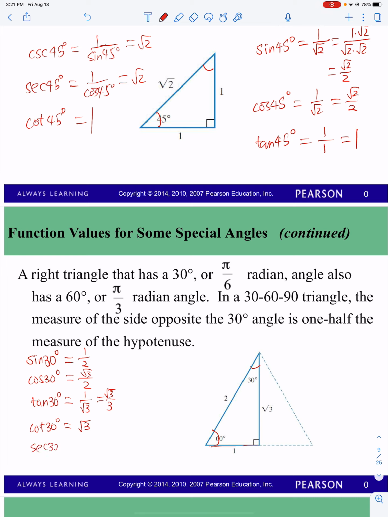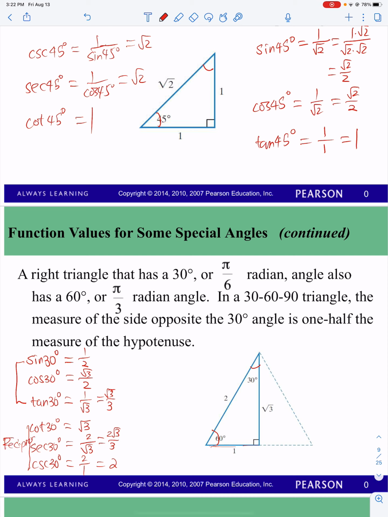What will be secant 30 degrees? That will be 2 over square root of 3, which is 2 square root of 3 over 3. What will be cosecant 30? That will be 2 over 1, 2. Okay, so the tricky thing, these things you want to remember for sure. But what are the things that you need to remember? These 3. For these 3, you can always use what?